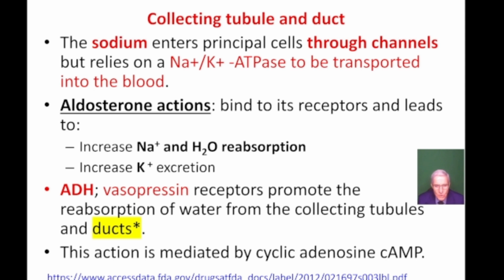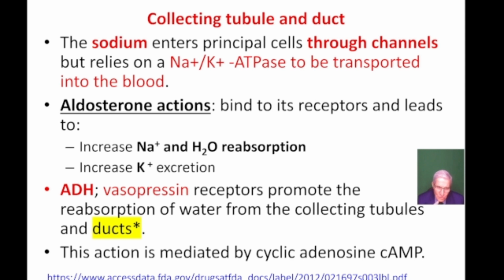Which organ is responsible for producing aldosterone? If you said adrenal cortex, you are correct. The adrenal cortex is responsible for secretion of aldosterone. The site of action of aldosterone is the collecting tubule and collecting duct. What is the main function of aldosterone? It increases sodium and water reabsorption.